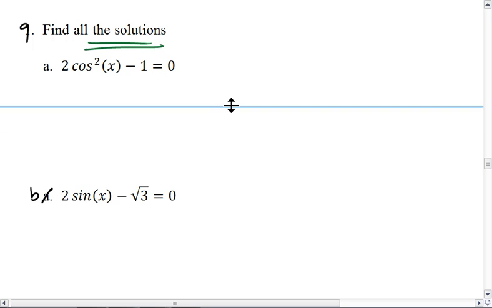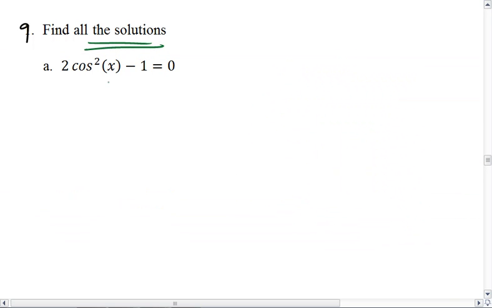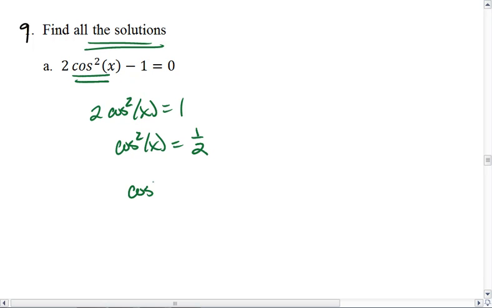We have 2 cosine squared x minus 1. We want to solve for that cosine x first. So we get 2 cosine squared x equals 1. Cosine squared x equals 1/2. So cosine x equals plus or minus the square root of 1/2.